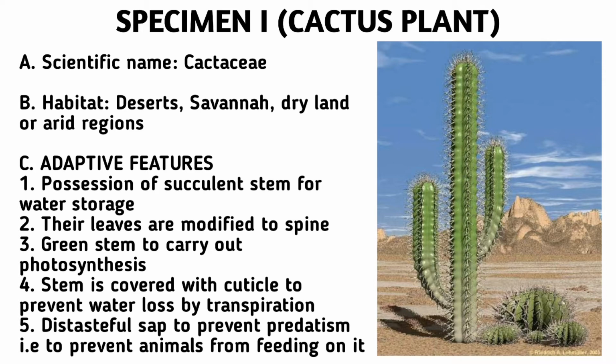Then the third question, which will likely come out, they will try to list the adaptive features. The adaptive feature simply means those things that it possesses that make it stay in that habitat or in that region where you can find it. Number one, it possesses a succulent stem for storage of water. Secondly, the leaves are reduced to spines so that it does not lose water easily through transpiration. Thirdly, it has a green stem to carry out photosynthesis.